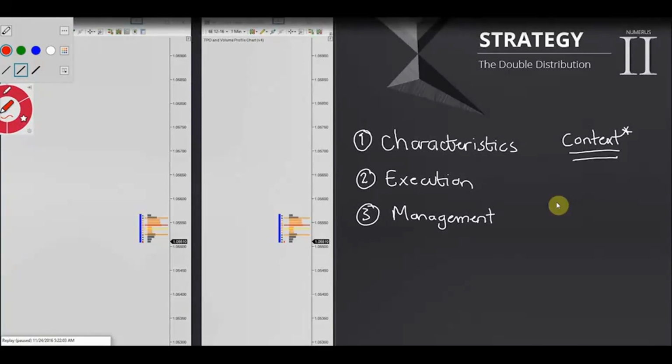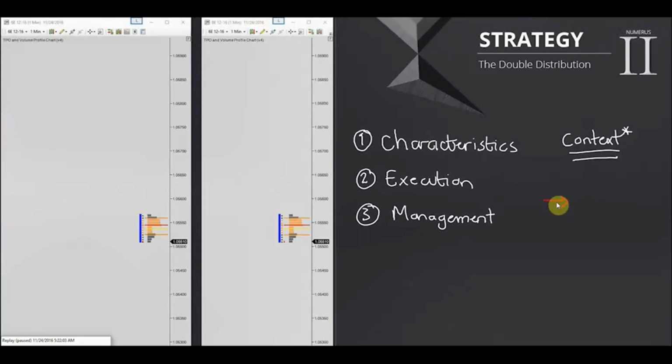So the first and foremost was when we spoke about a double distribution that occurs over a number of days. Now, this is the example we're going to talk about in this euro-dollar example, but this is the first example we spoke about as we went through the double distribution strategy.